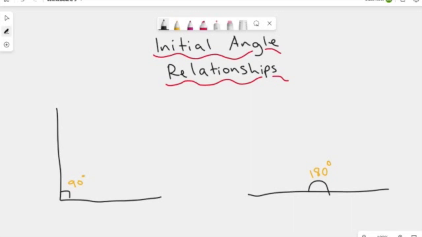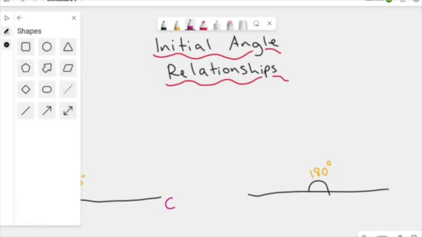So we're going to look at this angle on the left that I've drawn, this 90-degree angle. Now, these are two lines that meet at a particular vertex. So I'm going to label each side of my line. So I have A, B is the vertex, and C. Now I'm going to draw another line here.